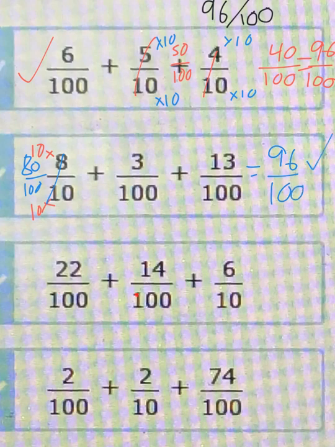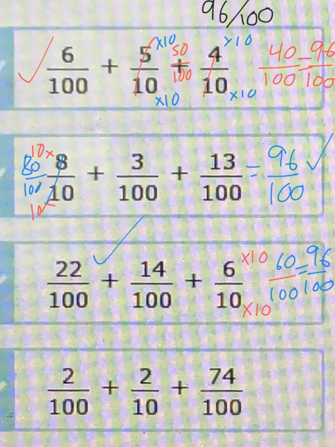Looking at the third one. This is the only fraction that I need to change. How do I get from 10 to 100? Obviously, times by 10. So let's do that. Times the bottom by 10, times the top by 10. And 10 times 10 is 100. 6 times 10 is 60. Adding up, 60 plus 14 is 74. Plus 20 is 94. Plus 2, 96. Yep, that one works. 96 over 100.